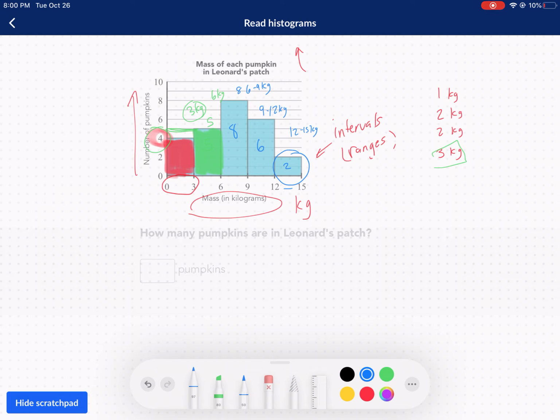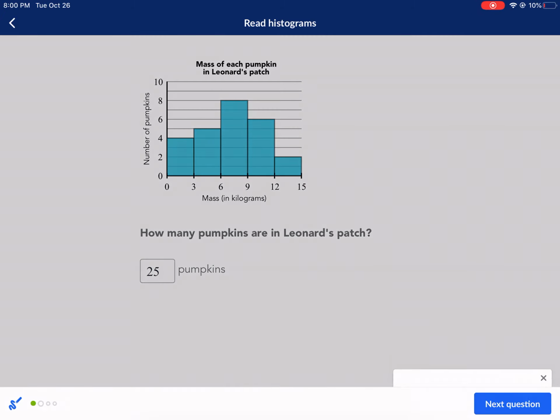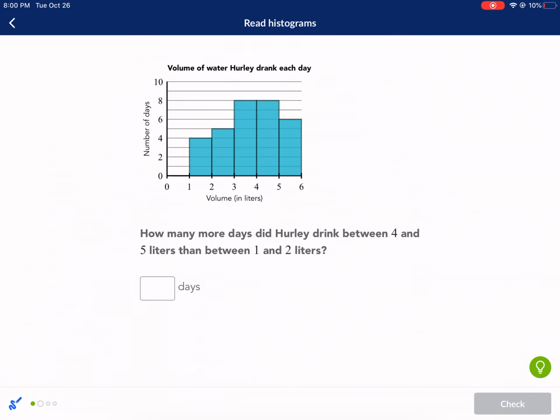How many pumpkins are in Leonard's patch? We just need to add all the numbers. We know there's 4 here, 5 here. That's 9, plus 8 is 17, plus 6 is 23, plus 2 is 25. So there are 25 total pumpkins. I gave you a little more than I needed, but at least you know how to read a histogram now.